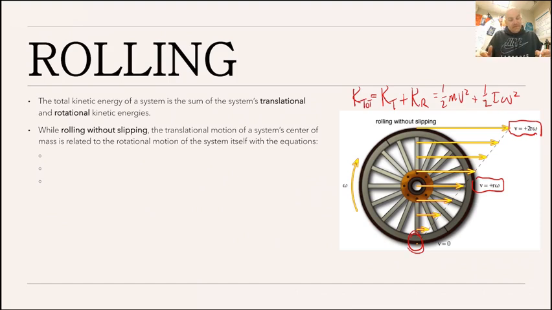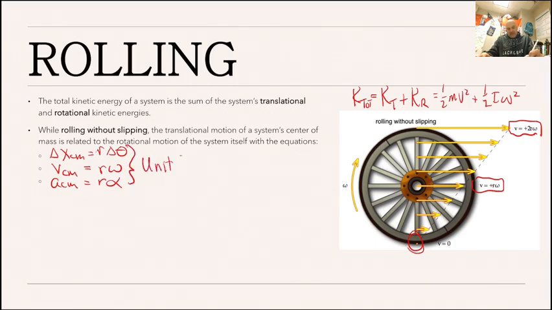So when we talk about rolling without slipping, our usual relationships that we talked about in Unit 5 are going to hold true. The center of mass displacement is simply going to be r delta theta. The velocity of the center of mass is just simply going to be r omega. And the acceleration of the center of mass is just going to be r alpha. Remember, these are the three relationships between linear and rotational quantities that we talked about in Unit 5.